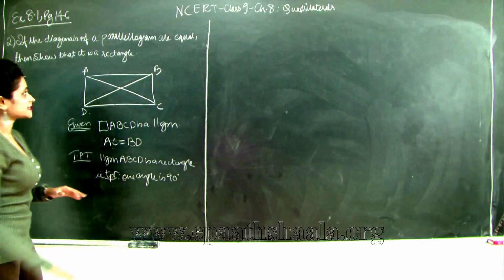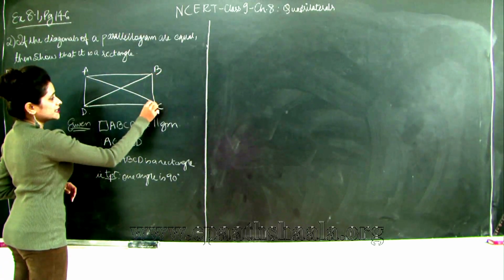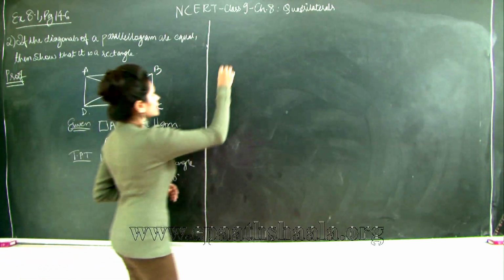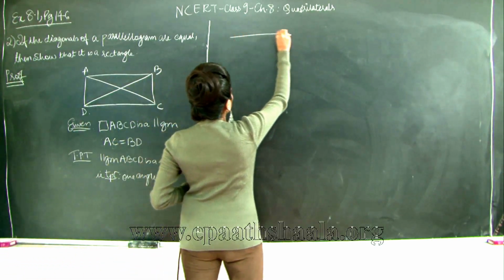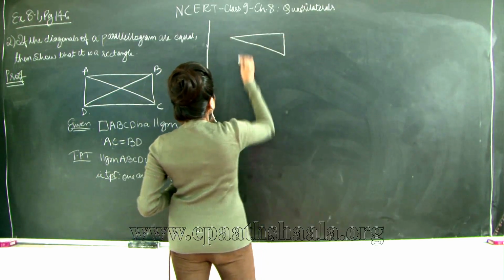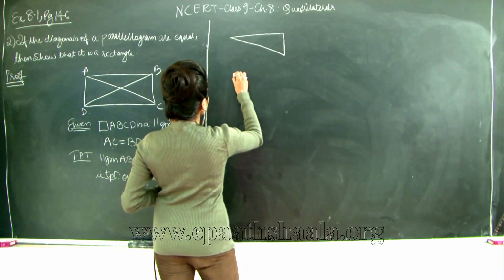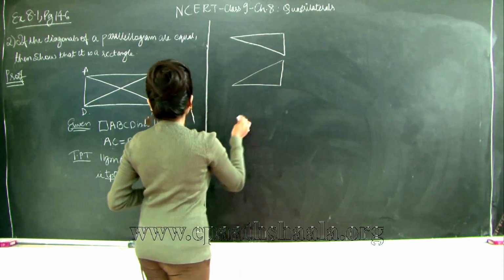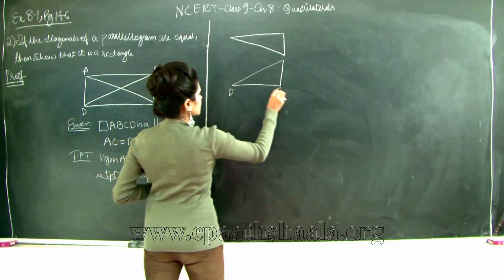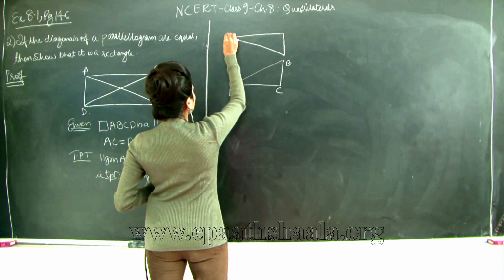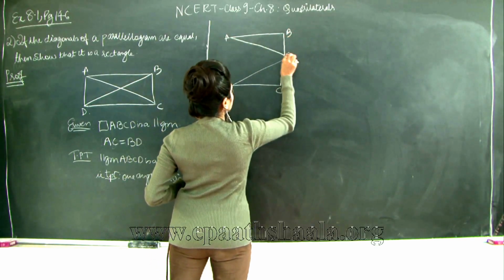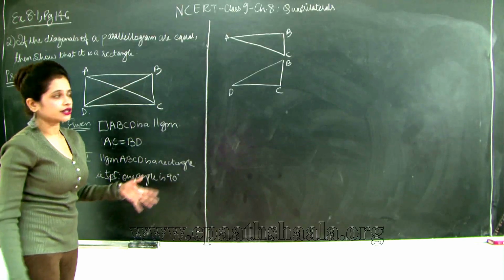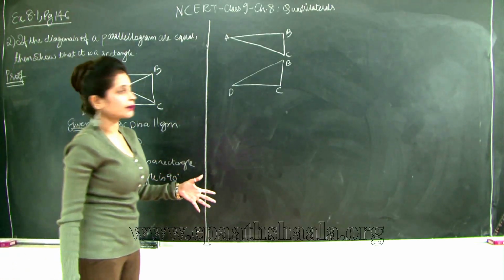Let us see how we are going to prove this. If you take into consideration triangles ABC and DCB, let us draw these triangles, DCB and ABC. Can you say that these two triangles are congruent to each other? Let us see how we are going to prove them congruent.